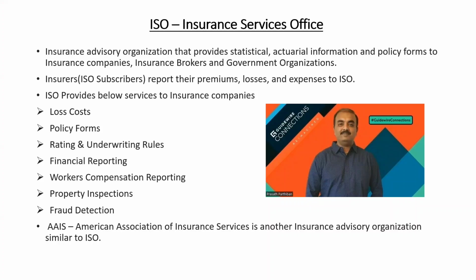Now, how do they provide this information, right? Because when you say insurance companies depend on this particular ISO to get the data, ISO should rely on some other source to get the data, right? So that's what the second point says. Every insurance company has a subscription with ISO. They are called ISO subscribers.